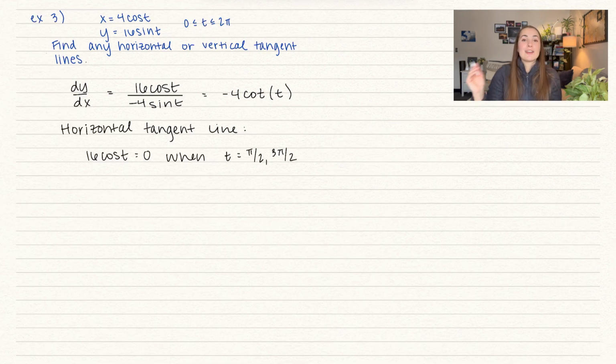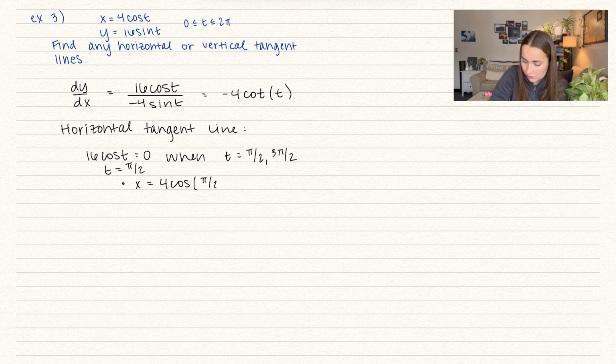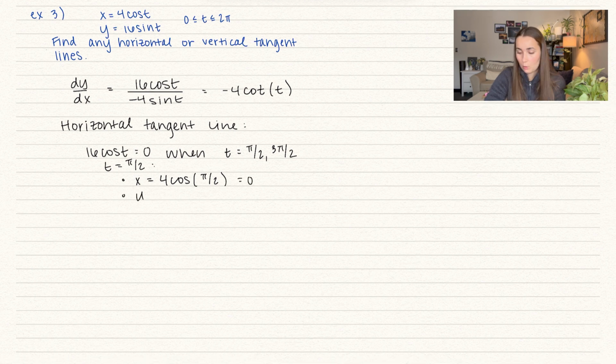So let's actually find those points when it occurs. So when t is at pi over 2, we know that x is equal to 4 cosine of pi over 2, and cosine of pi over 2 is equal to 0. y is equal to 16 sine of pi over 2. Sine of pi over 2 is equal to 1, so this is 16. So the point is going to be (0, 16). So one of our horizontal tangent lines occurs at the point (0, 16).